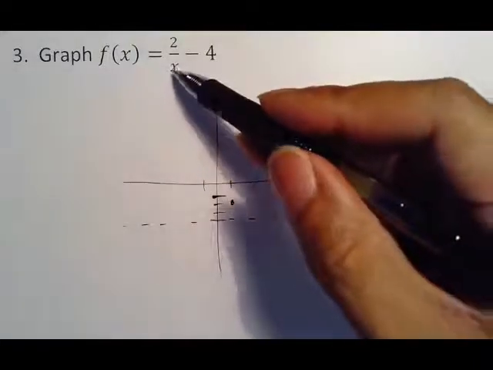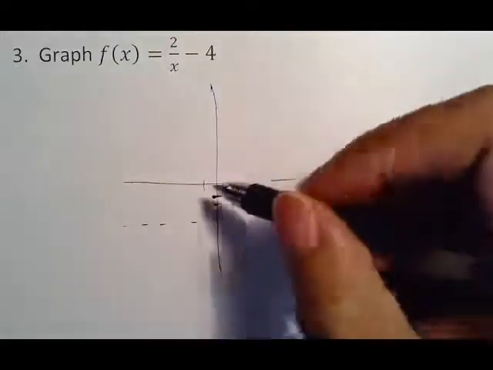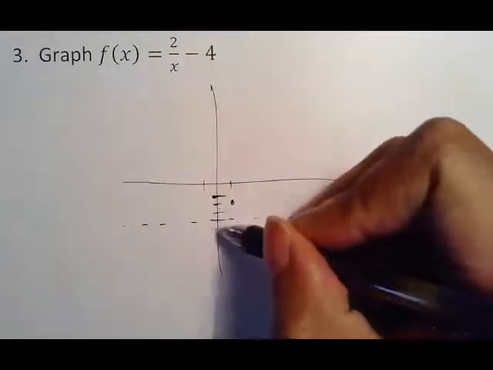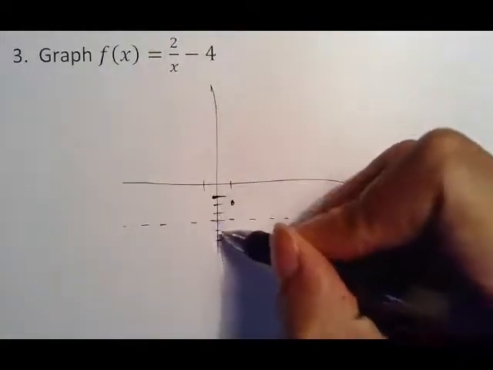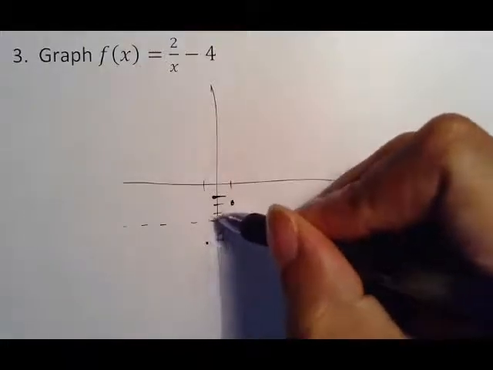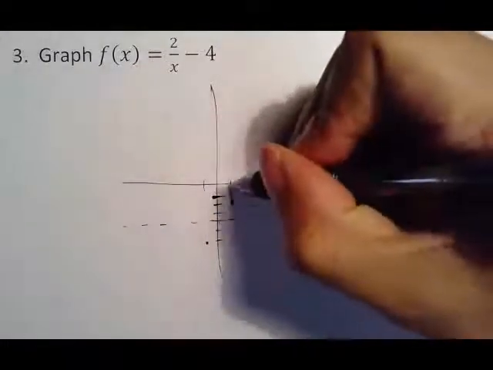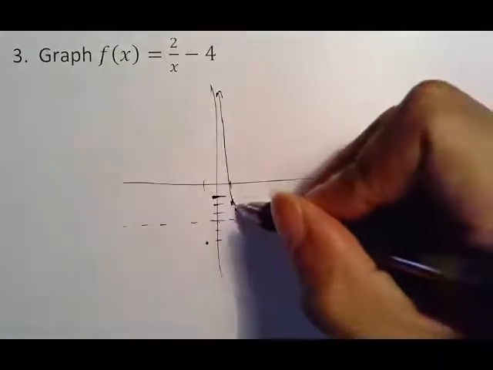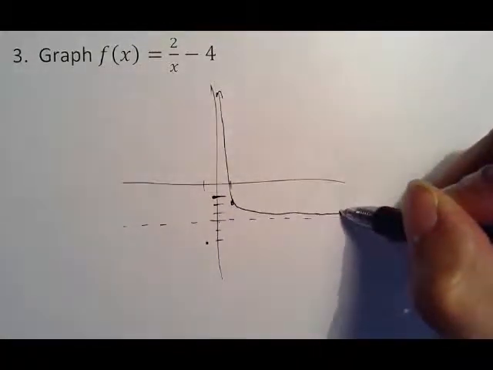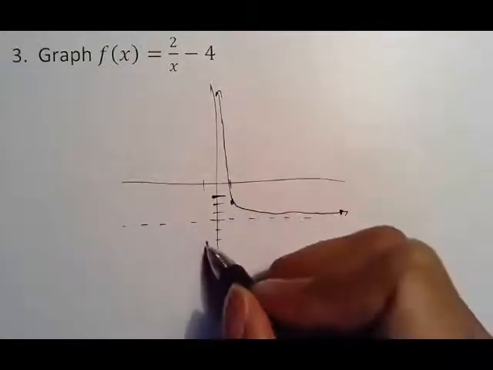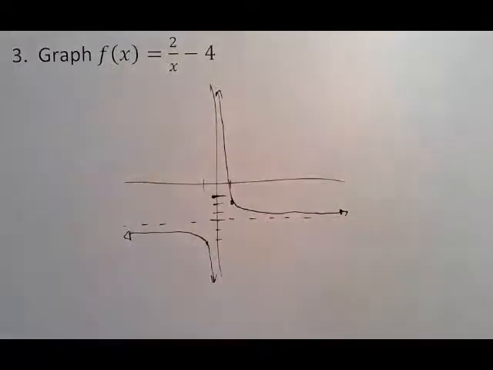2 divided by -1 is -2. -2 minus 4 is -6. 1, 2, 3, 4, 5, 6. Again, notice I went 2 up for that point and 2 down for that point. And again, draw a picture that approaches both of these asymptotes appropriately, and that is your picture.